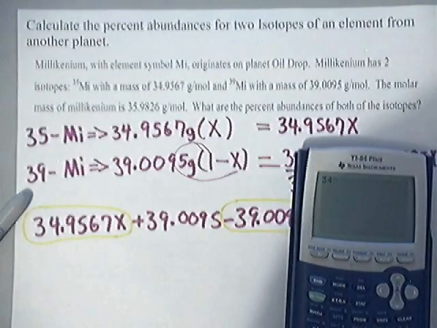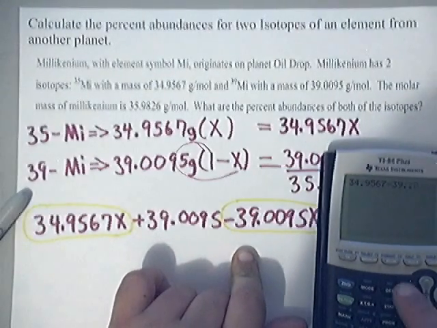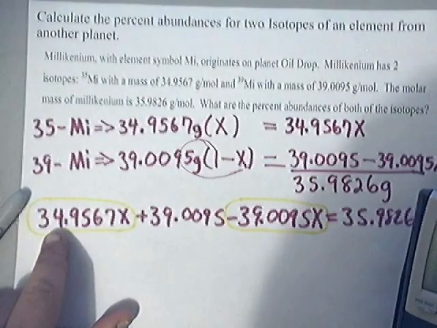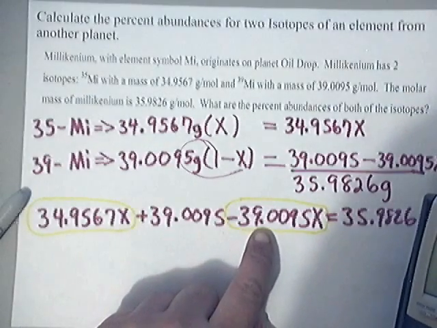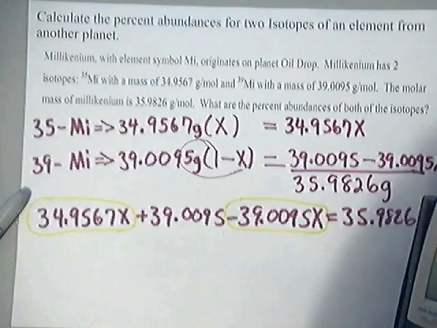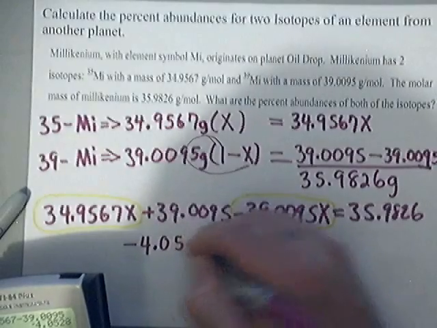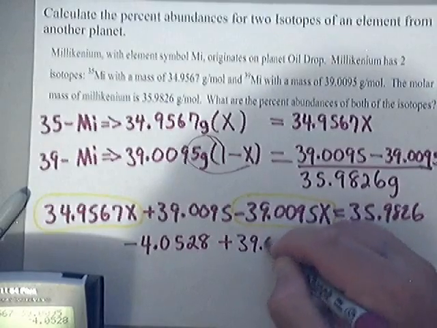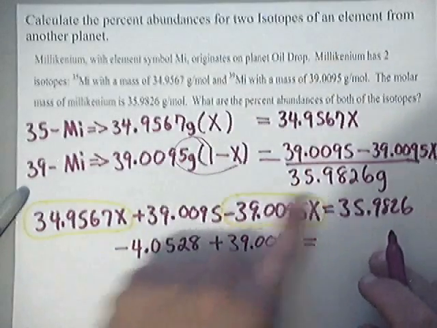We have 34.9567 minus 39.0095. Okay, let me make sure I enter that in right. 34.9567, and okay, minus 39.0095x, okay, equals negative 4.0528x plus, now that 39 is still there for right now, 39.0095 equals, now that's still on the left side, equals this 35.9826.